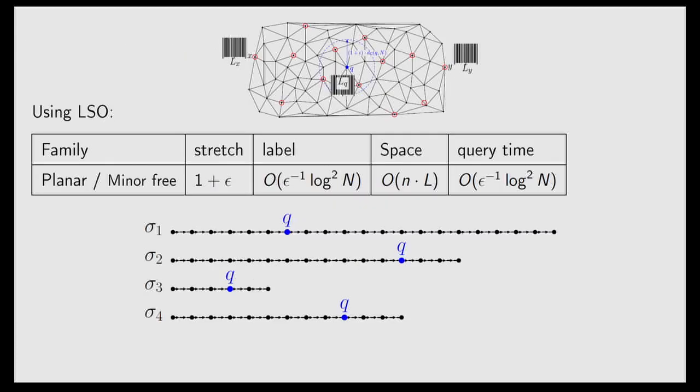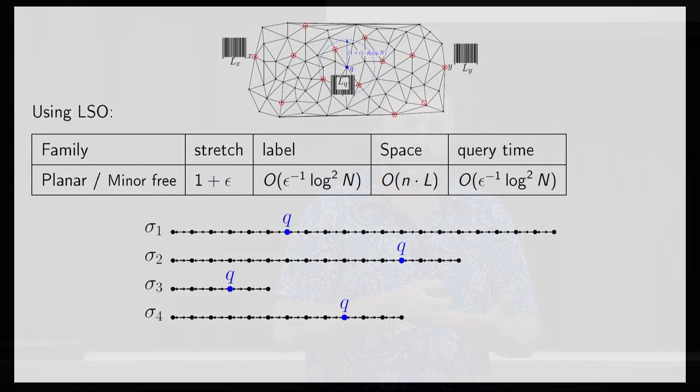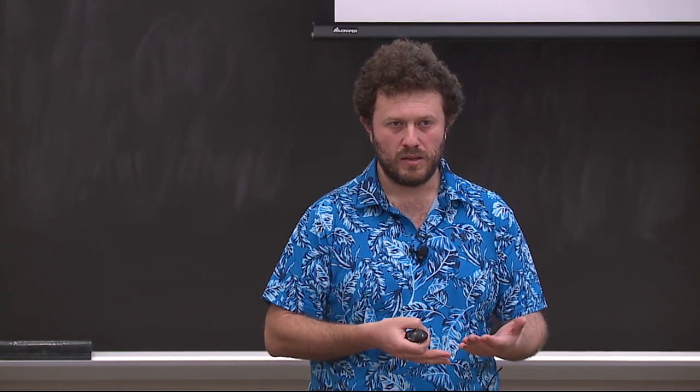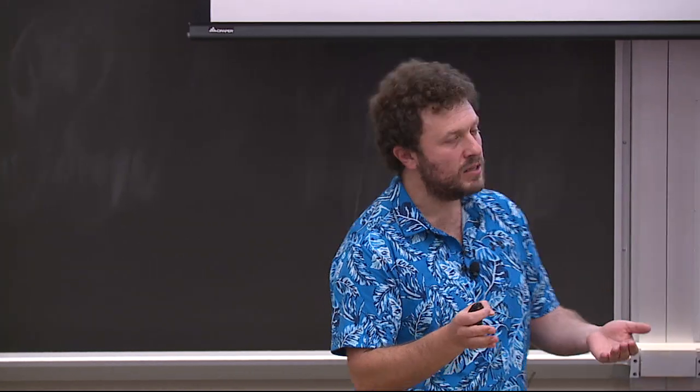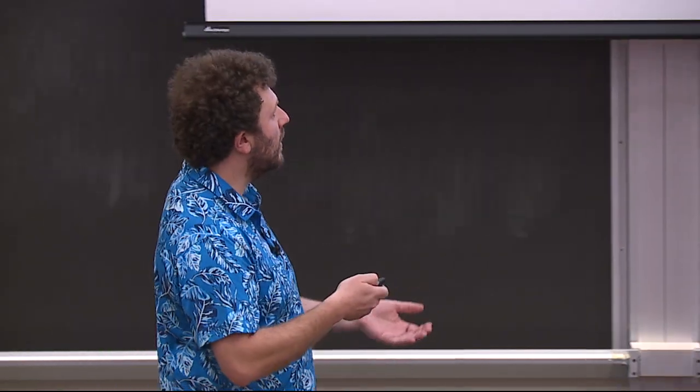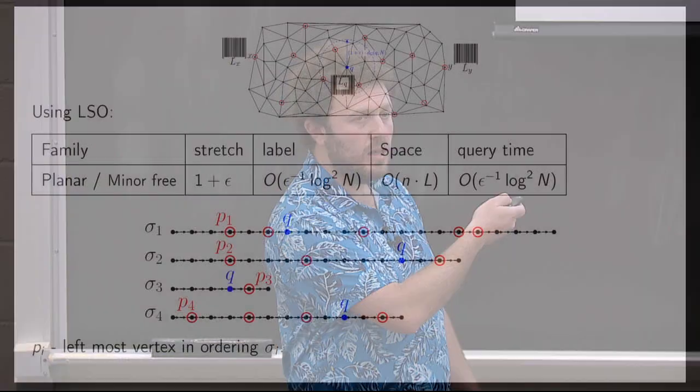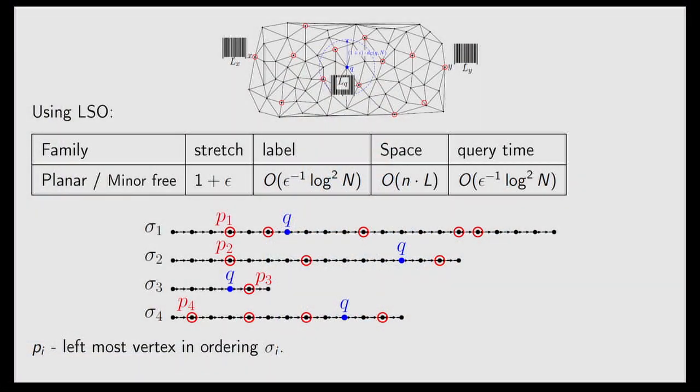And this is the construction. The label will simply be your placement in each one of the orderings and the name of the orderings you appear in. So this is all I store: all the orderings, all my points, and the placement in each one of the orderings. And now, given a query Q, I will simply look in all the orderings that Q belongs to, and I will look at the leftmost point in each ordering. And this point will be a candidate nearest neighbor.